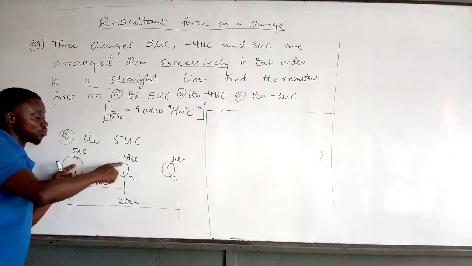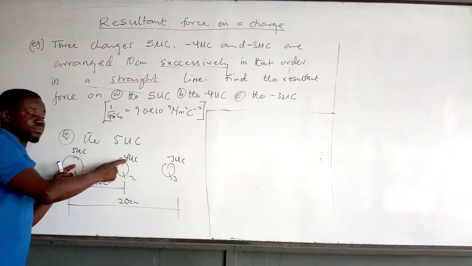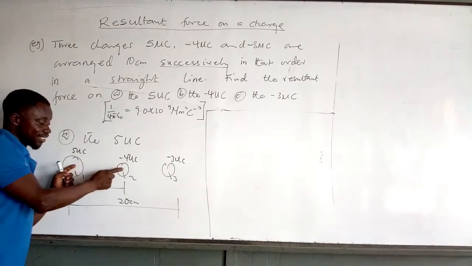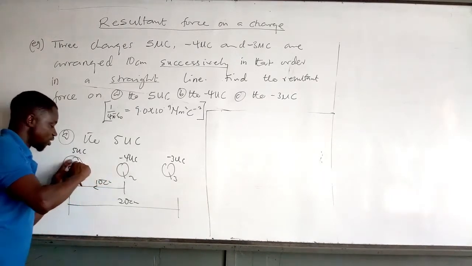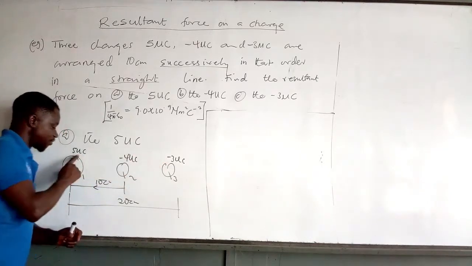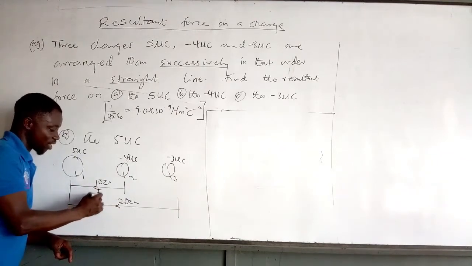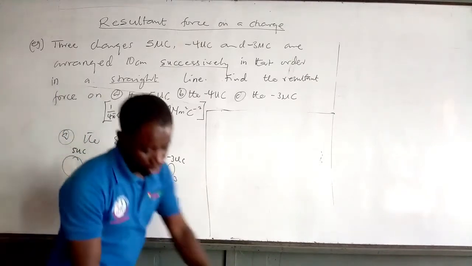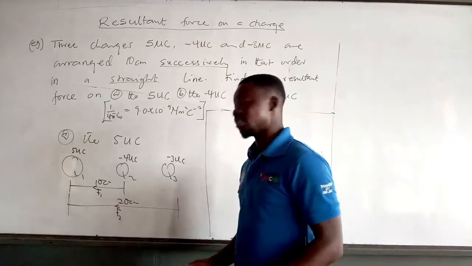Between Q1, 5 microcoulombs, and Q2, minus 4 microcoulombs, there's going to be attraction because one is negative and the other positive. So this charge will be attracted by this one, so it will move in this direction. Between Q1 and Q3, there is going to be attraction because this is negative and this is positive. So this charge will also move towards this direction, and we are going to have this. So F1 is this, F2 is this. Is that clear?